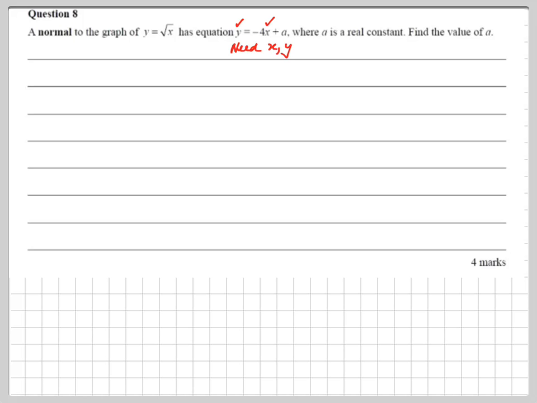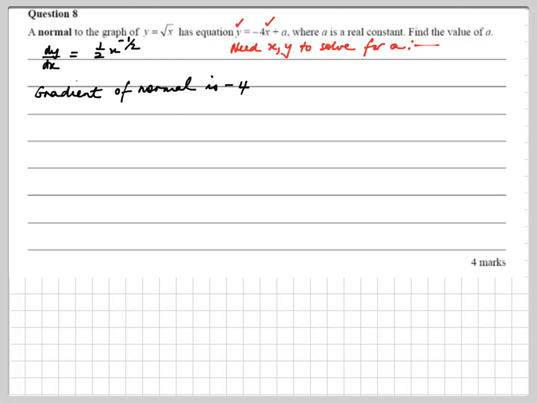Okay. So therefore we need x and y to get a. That's what we have to do. Does that sound reasonable? Let's go for it. So we've got dy/dx is a half of x to the minus a half, isn't it? Good. Now, as I said in the introduction, the gradient of the normal is minus 4, therefore the gradient of the tangent, or the function itself, is going to be plus a quarter.